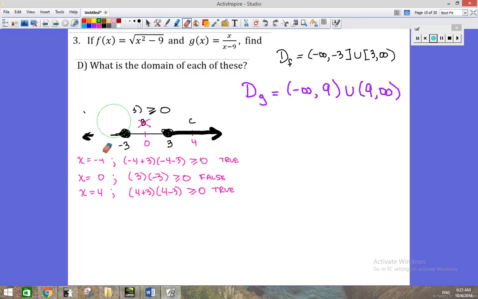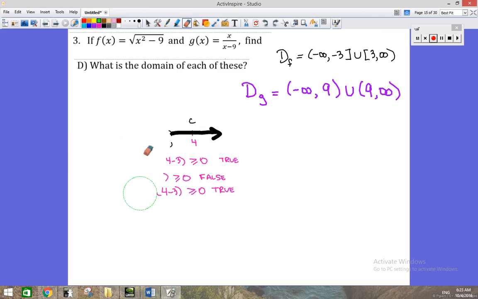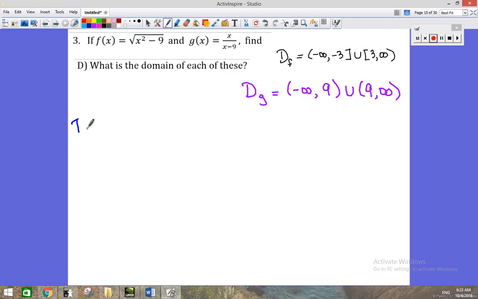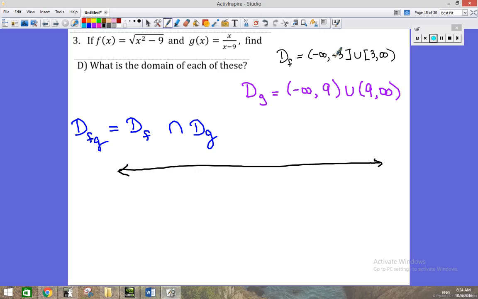So let's erase this to give ourselves some room. We want to find the domain for part A, f times g, which is going to be the domain of f intersected with the domain of g. And if you have a hard time visualizing what numbers are in both sets, then draw 3 number lines. In the first number line, let's include all of the boundary numbers, -3, +3, and 9. In the domain of f, -3 and +3 are shaded, and to the left of -3 is shaded, and to the right of +3 is shaded.